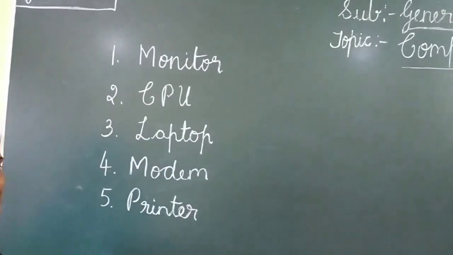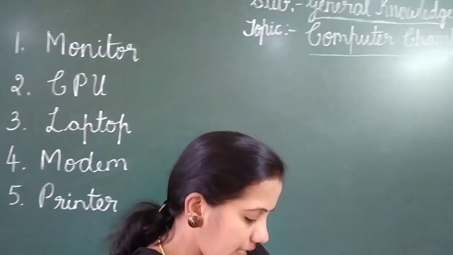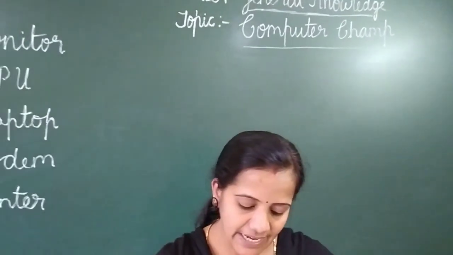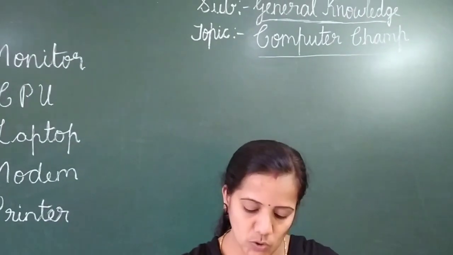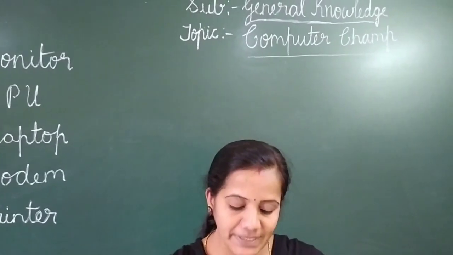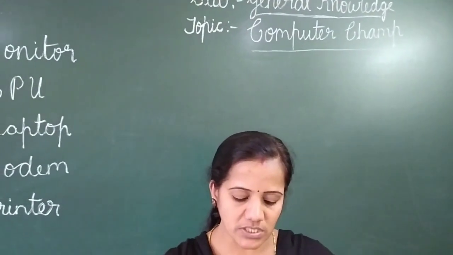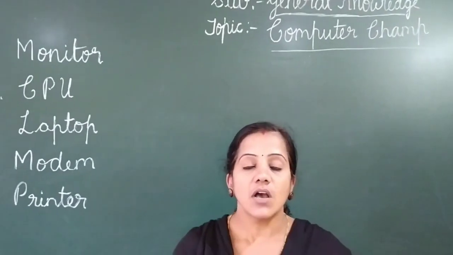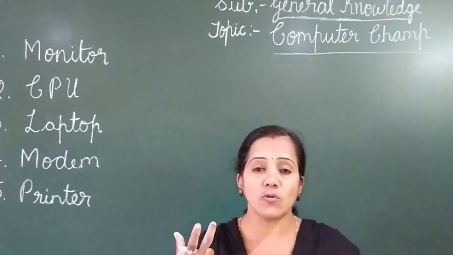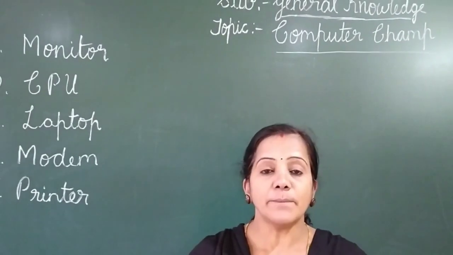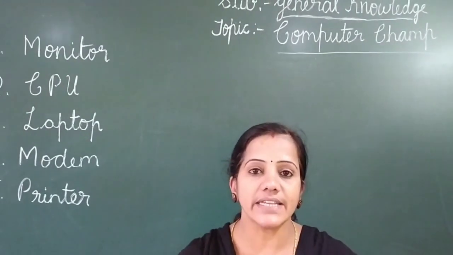P-R-I-N-T-E-R, printer. Okay. Next we'll move on to the sixth one. A manual device with a movable control lever that can be tilted in various directions and is mostly used for games. Okay, so this device we use mostly to play games. Okay, this can be moved to various directions.